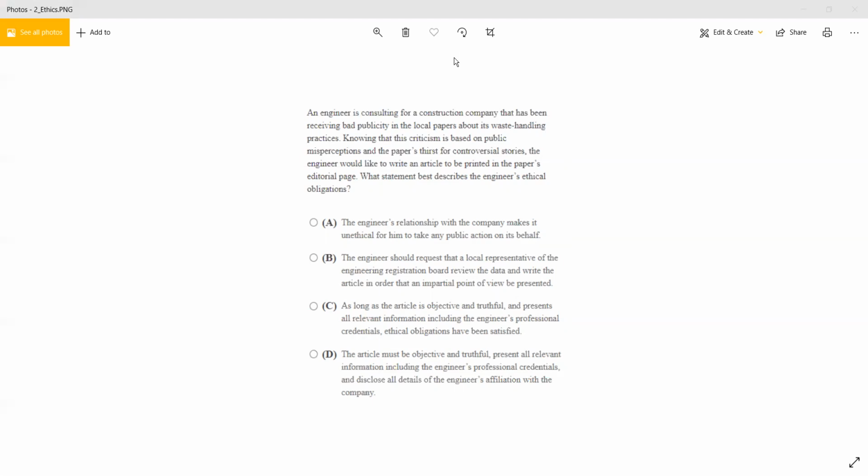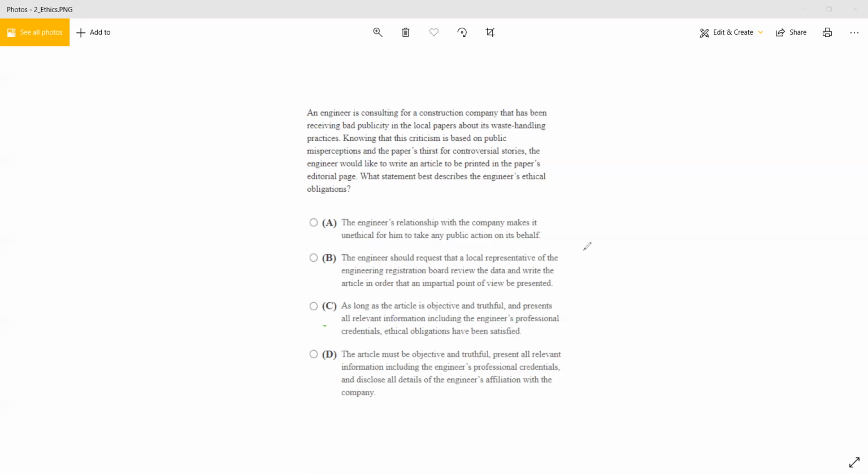All right, so let's go through this one. Obviously, none of y'all picked C, which was a good idea. C is not right. C says as long as it's truthful and presents information, it's ethical. It may sound like it could be correct, and it does. Most of these sound like they could be correct. But it doesn't capture everything, right?